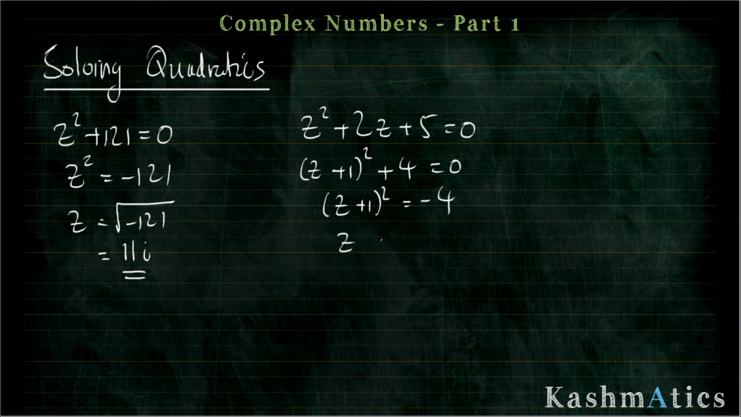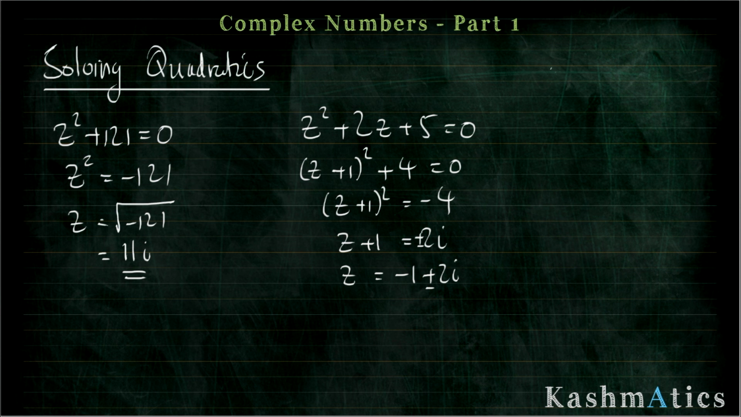So if I square root it, that means z plus 1 would equal 2i, because the square root of minus 4 is 2i. So z would equal minus 1 plus 2i. Okay, there is one thing I missed out here. When you do a square root, you get a plus and minus here. Just like when you normally do a square root, it'd be plus and minus 2i.